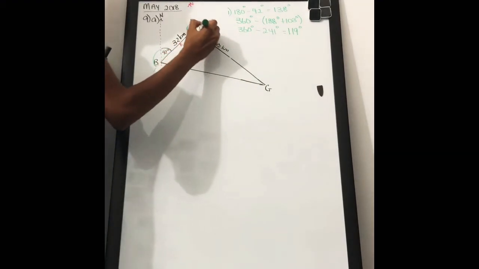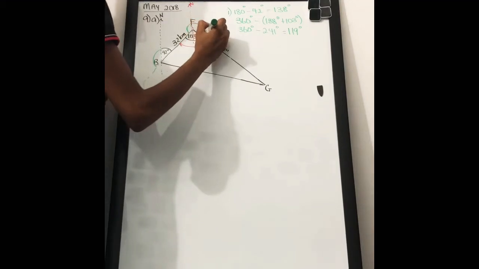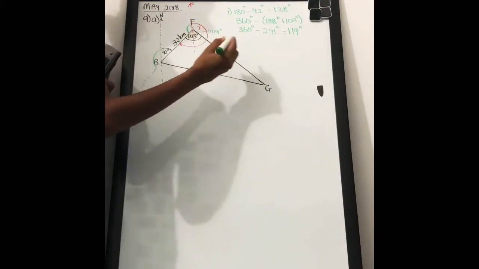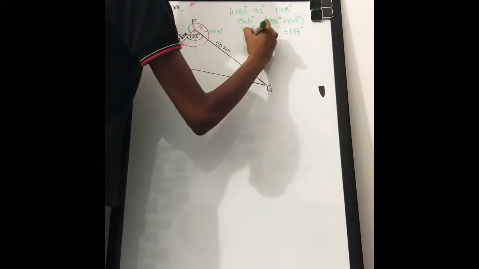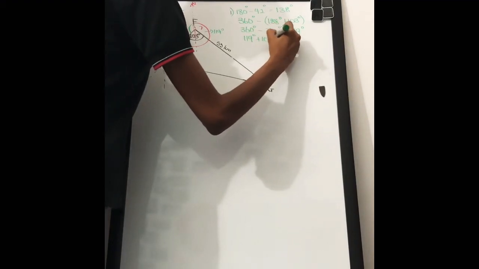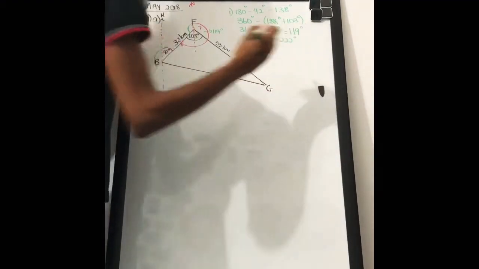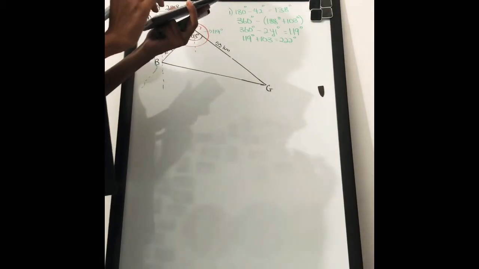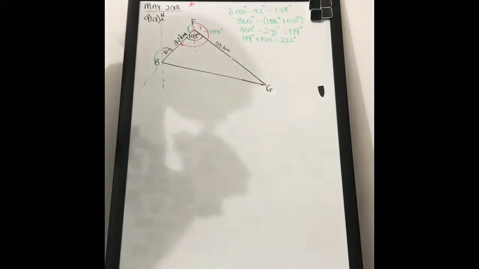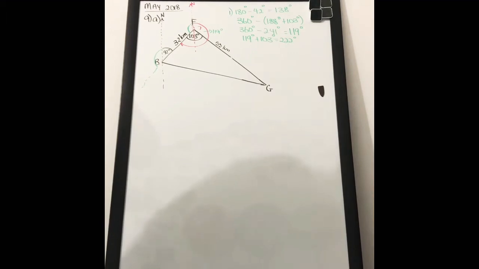So we want this here, and we found the angle here, which was 119. Therefore the bearing would be 119 plus 103, and that gives us 222. So this is the first part there, the bearing of B from F.